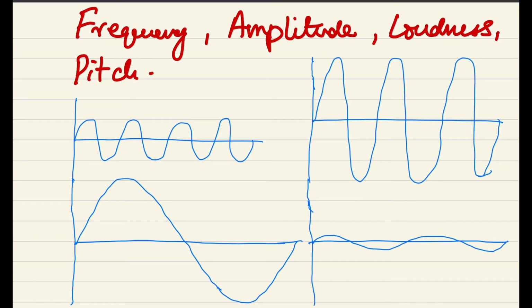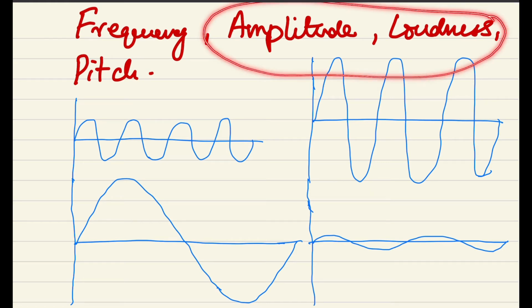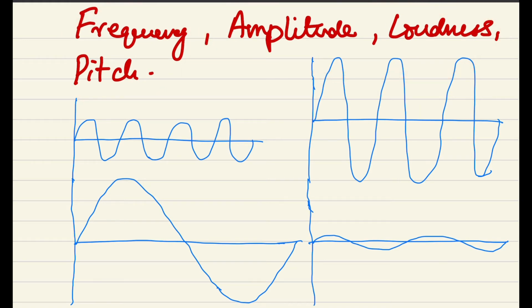Now, loudness and the pitch. So loudness has a direct relation with the amplitude, and the frequency has a direct relationship with the pitch. So loudness and amplitude are related to each other, and frequency and pitch are related to each other. More amplitude means a louder wave, a louder sound. More frequency means the pitch will be high.